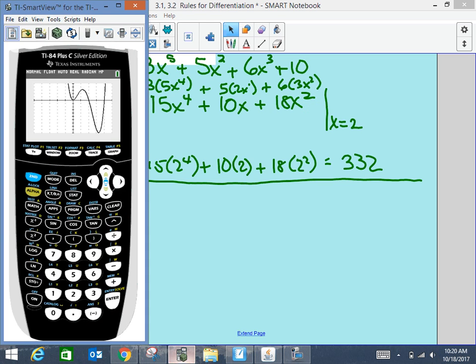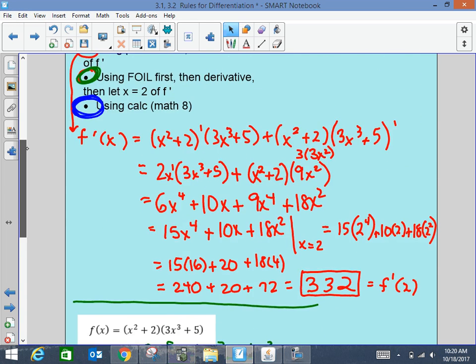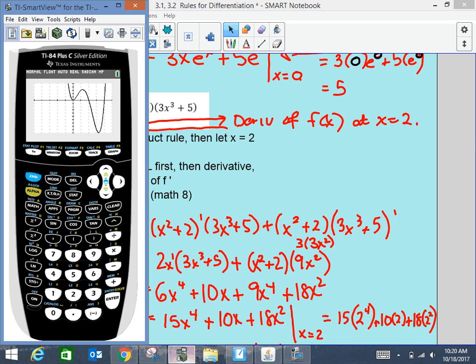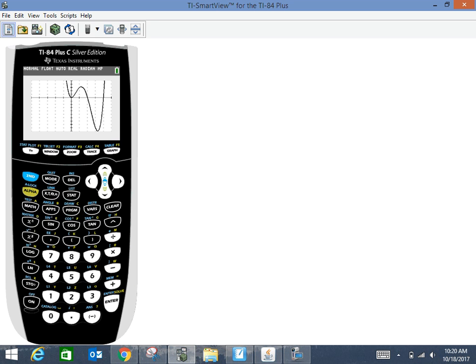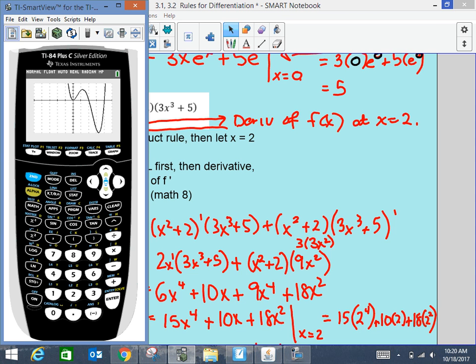Gotta pull up my function here again. All right, go to the home screen. All right. Math 8. Okay. What am I going to put in D, D, what? They're waiting for something. What am I supposed to put there? X. Did I not show you this? No. Oh my goodness. Okay.